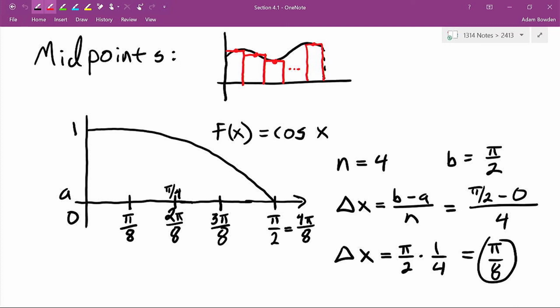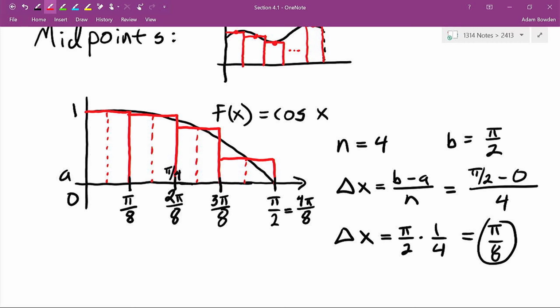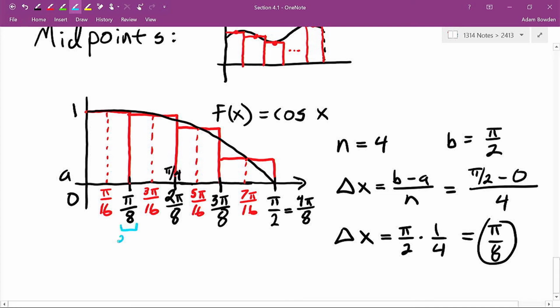And then what we're going to do is create our rectangles, but we're going to do this in the middle of each of our subintervals that we've set up here with the rectangles. And so the numbers in the middle here would be pi over 16, 3 pi over 16, 5 pi over 16, and 7 pi over 16. We can figure that out if you're curious by taking, say, the pi over 8. That's like 2 pi over 16. So if you count in pi over 16s, it would look something like this.